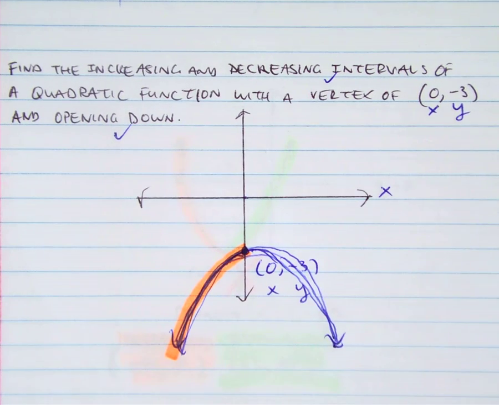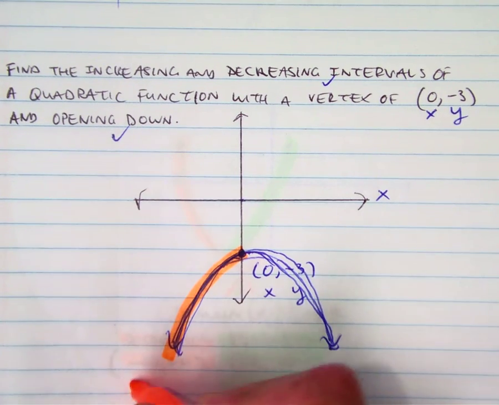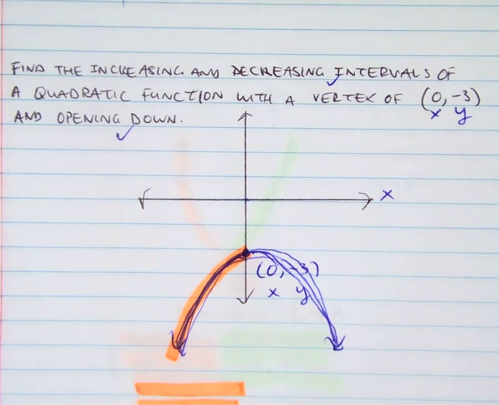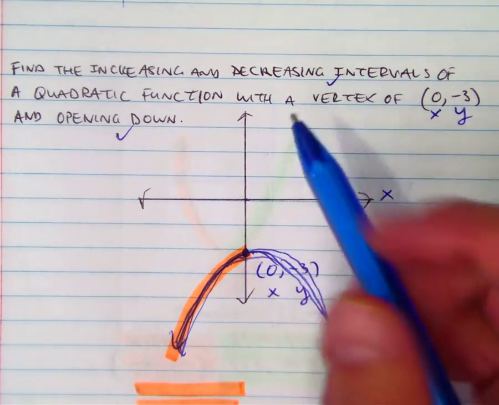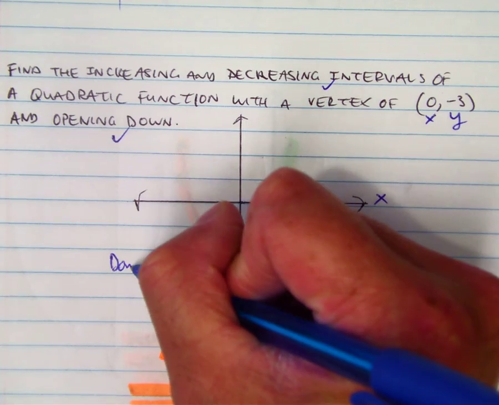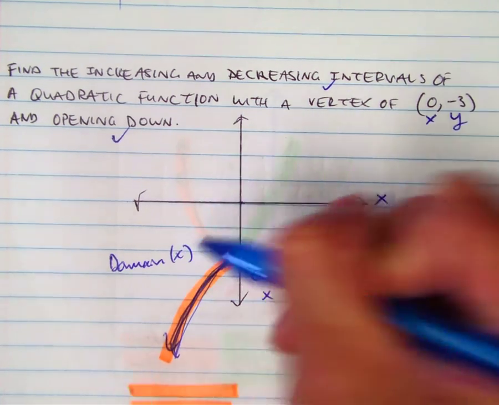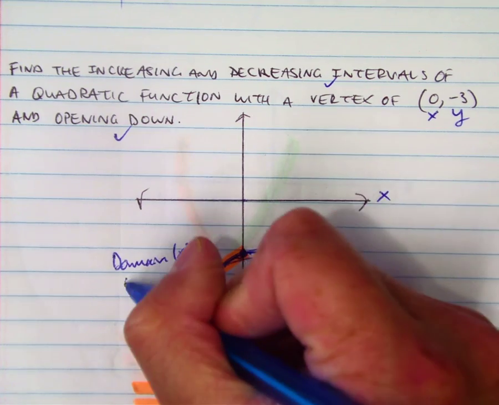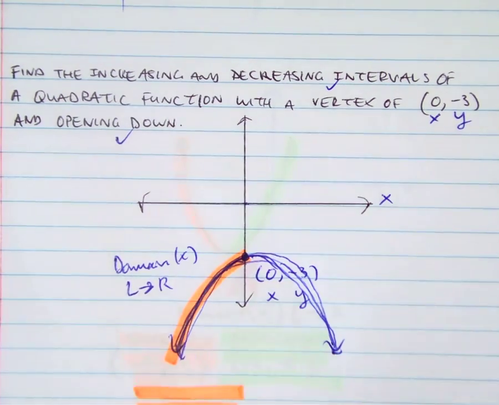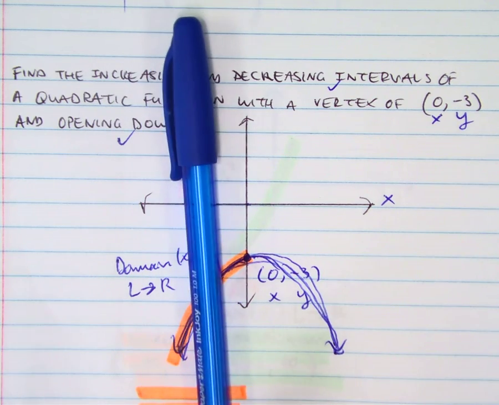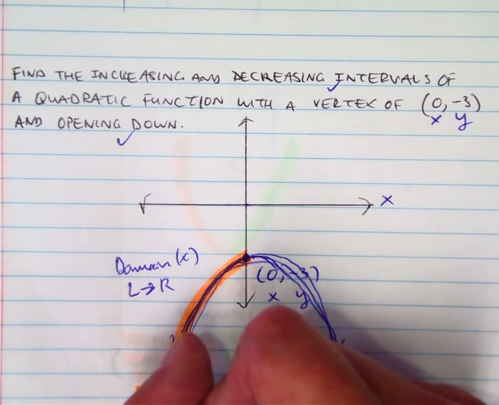Partner A, tell partner B, how would you describe the orange? Boys, how would you describe the orange? We're going from left to right, so remember you are talking about the domain or x values. Boys, which direction is domain? Domain, we go from left to right. So what's happening to the graph as I go from left to right, boys? Increasing.